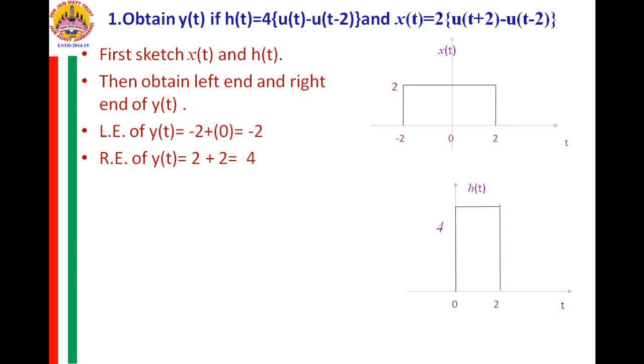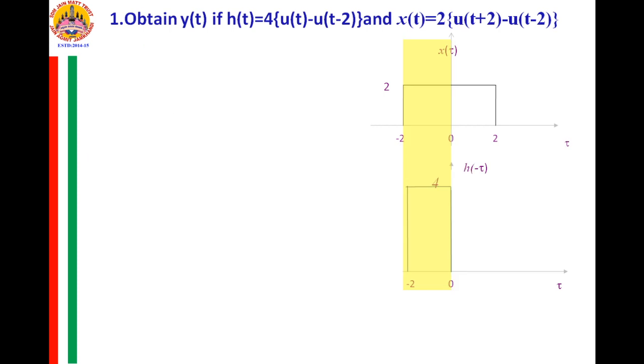Now let us sketch both of these with respect to tau and reflect h of tau about the origin and sketch h of minus tau. So here I have sketched it. For t is equal to 0, you observe here that these two overlap from minus 2 to 0.